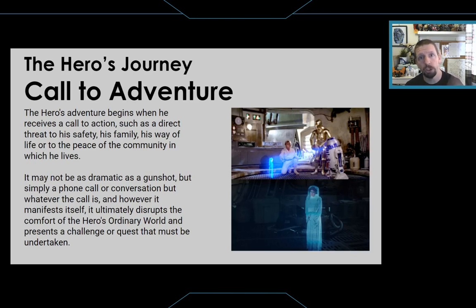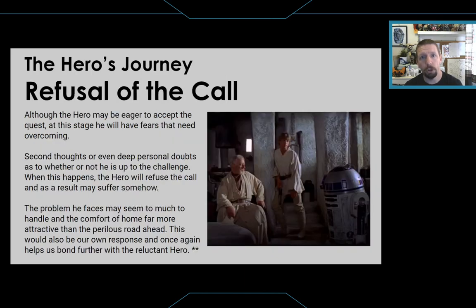It might be huge and explosive, like it says on there, or it might be really simple, like the message that he finds on the droids in our story. And then you've got the refusal of the call. Well, I'm not sure about this. Is this really something for me? This must be for someone else. This isn't for me. I'm just a farmer. Okay. Trying to understand what is being asked of him, trying to understand what his part in the journey is going to be.